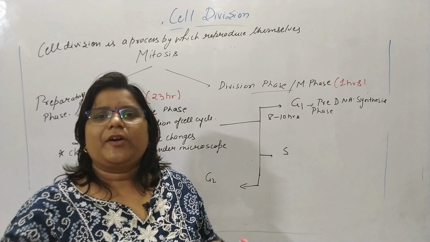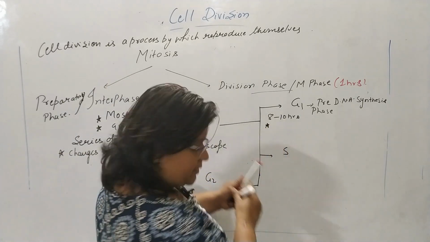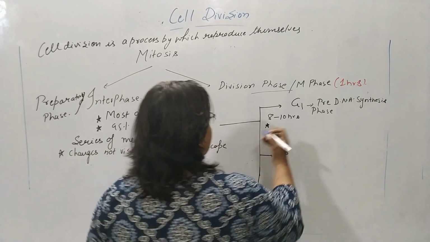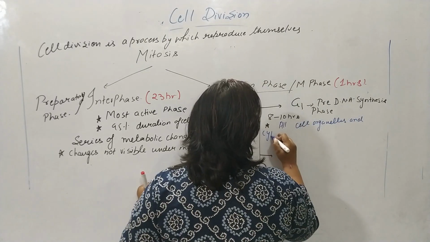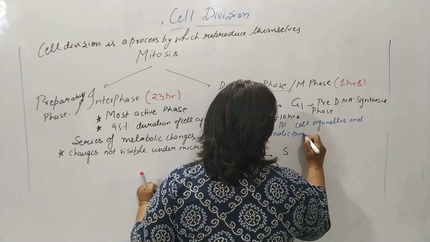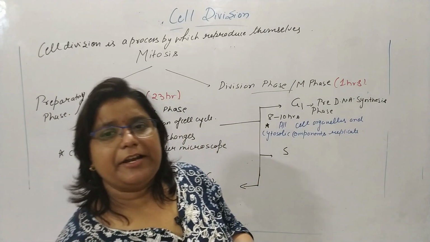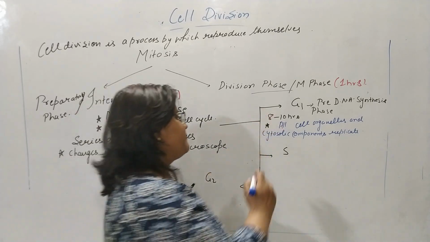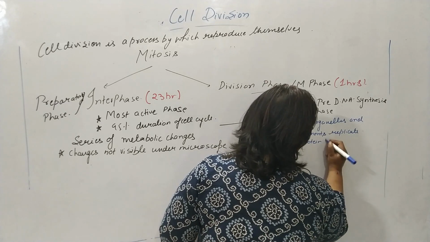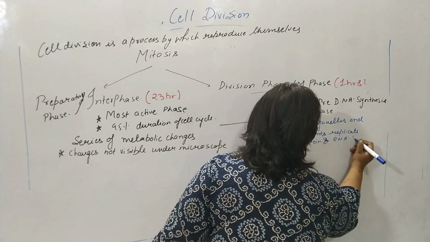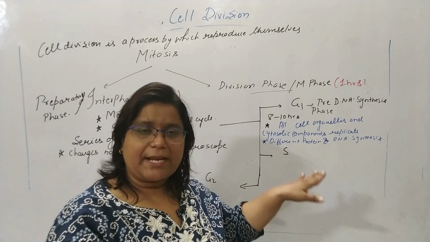The G1 is the most time-taking process, because all the cell organelles and all the cytosolic components will replicate in this phase. Okay, and all different types of RNA and proteins are synthesized in this phase. Different protein and RNA synthesis will take place in this stage. So G1 is a pre-DNA synthesis phase, which is the most time-taking process in the interphase.